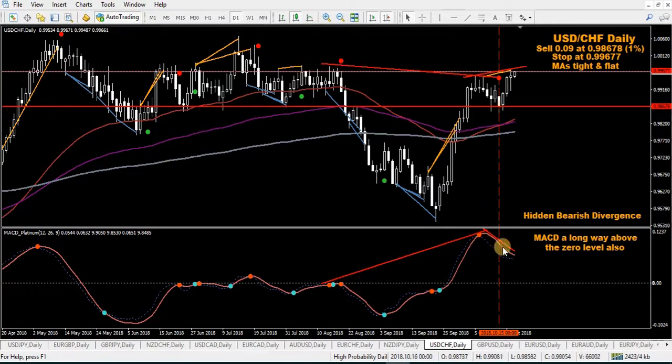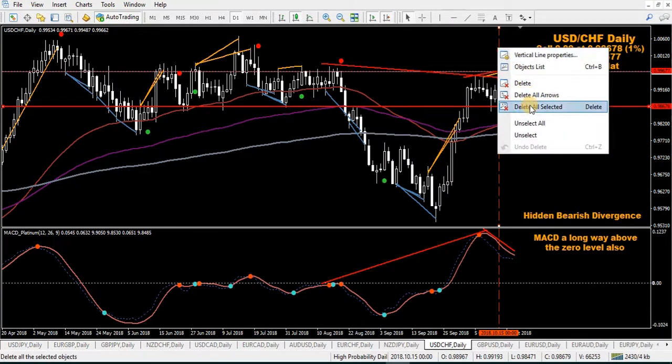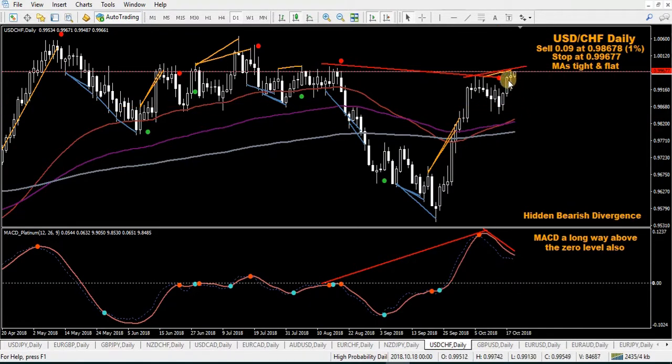MACD is still above the zero level, but in the meantime we've been stopped out of that sell, so that's no longer in play. Just leave those trend lines there. So the sell's gone, stopped out. USD Swiss franc.